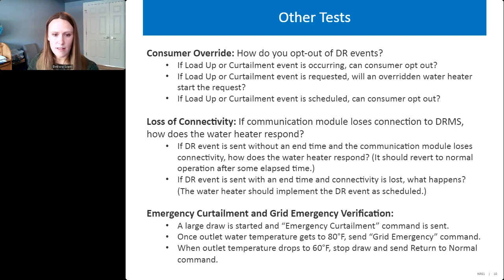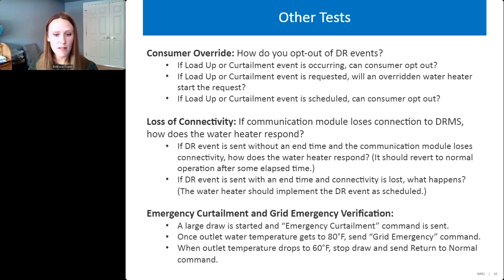Loss of connectivity is another aspect that's very important to understand. If the communication is lost between the water heater and the demand response management service, how does the water heater respond? So there's 2 different scenarios that we looked at for this case as well. Demand response events can be sent either with no end time, with the expectation that a return to normal command would come later, or the event can be sent with an end time. So these are the 2 scenarios that we looked at for loss of connectivity.